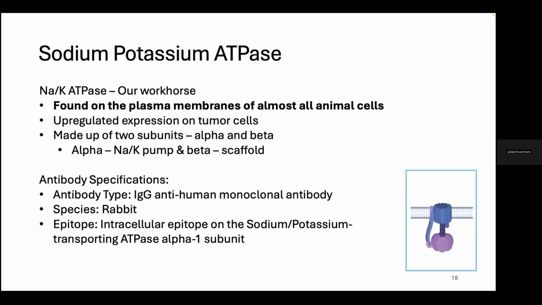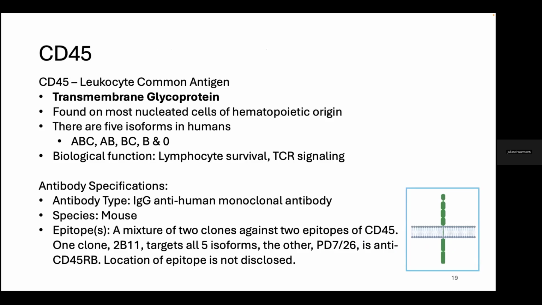So ATPase is the workhorse for my tumor cells. CD45 is the workhorse for all my leukocytes. This is a leukocyte common antigen. It's a transmembrane glycoprotein, and it's found on most nucleated cells of hematopoietic origin. My antibody is able to recognize all 5 isoforms. It is once again an IgG anti-human monoclonal antibody, and it comes from a mouse. If you notice on the last slide, the ATPase came from a rabbit.